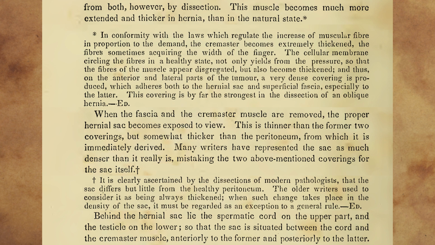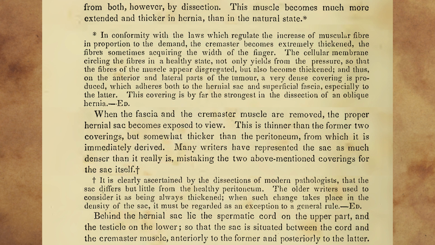Footnote. In conformity with the laws which regulate the increase of muscular fiber in proportion to the demand, the cremaster becomes extremely thickened, the fibers sometimes acquiring the width of the finger. The cellular membrane circling the fibers in a healthy state not only yields from the pressure, so that the fibers of the muscle appear disgregated, but also becomes thickened, and thus, on the anterior and lateral parts of the tumor, a very dense covering is produced, which adheres both to the hernial sac and superficial fascia, especially to the latter. This covering is by far the strongest in the dissection of an oblique hernia.